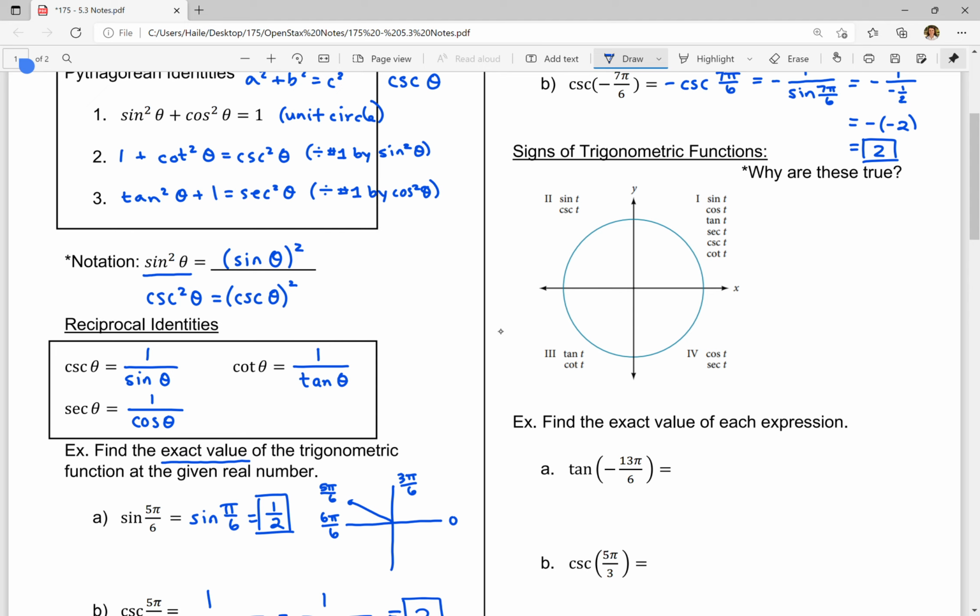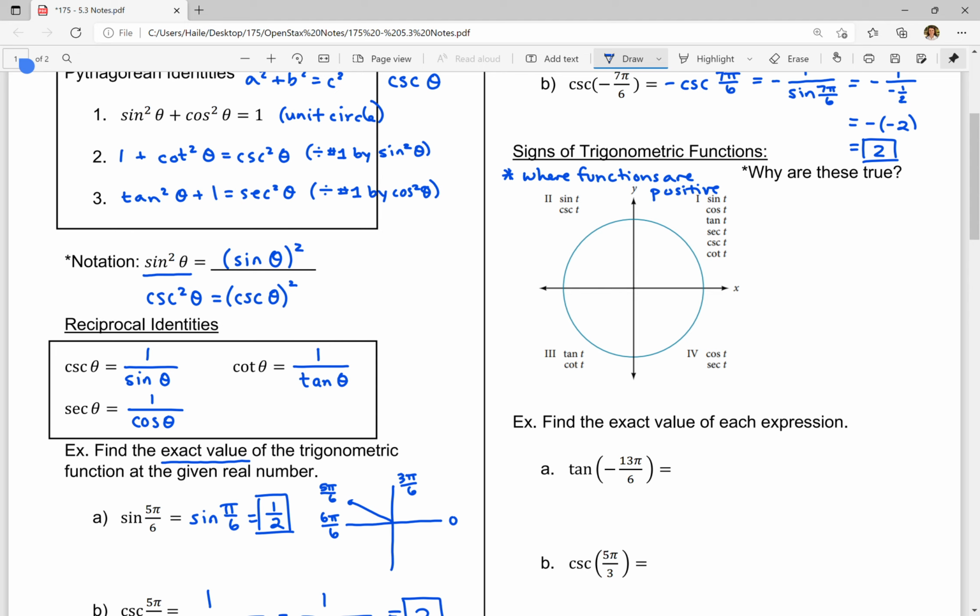So I'll just write a little note of that. So these are where functions are positive. So if a function is not listed in a quadrant, that means that it's negative in that quadrant. Okay. And that's just to cut down on how much is written in the picture.